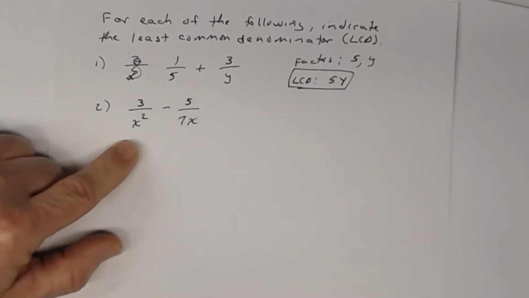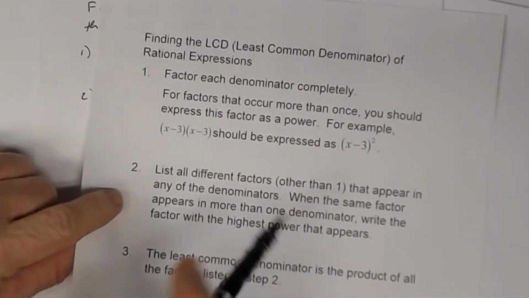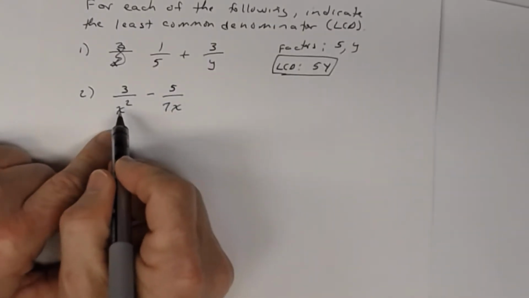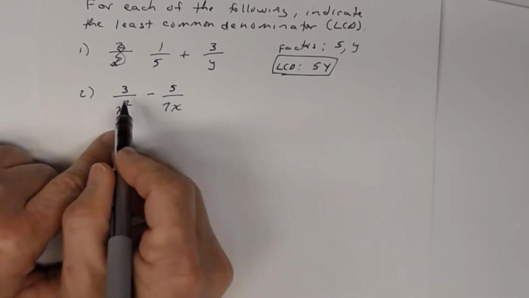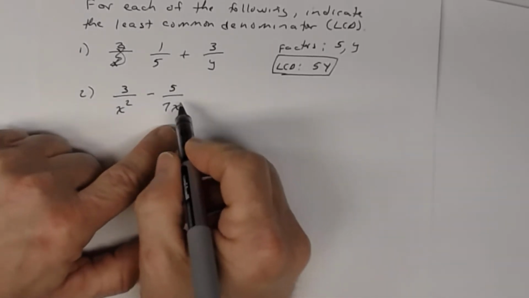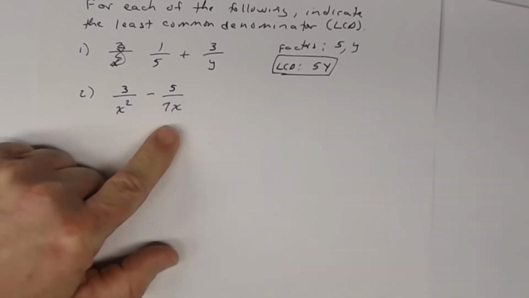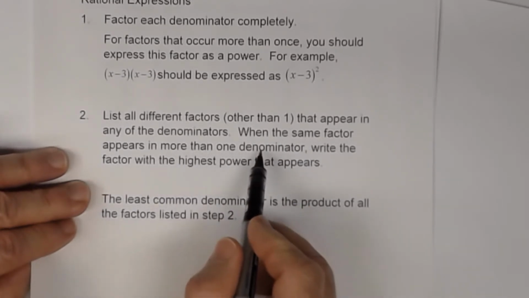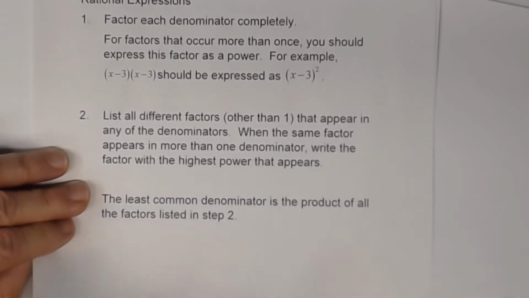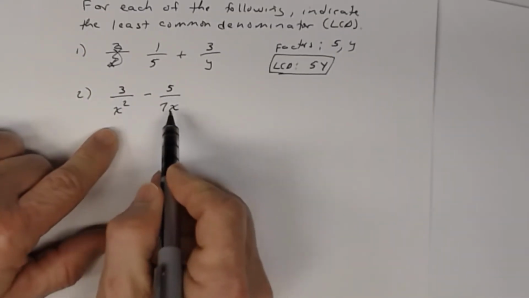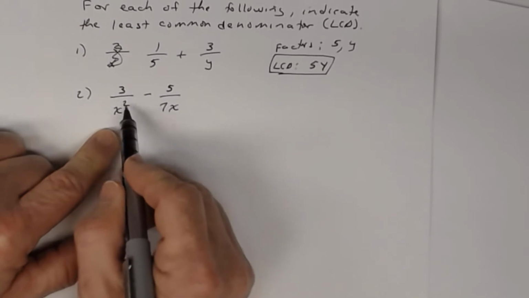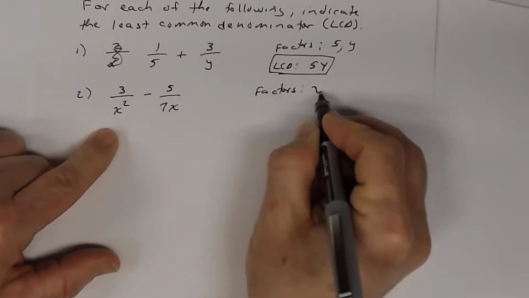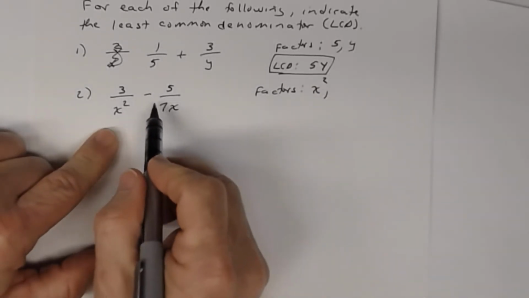Now in step two, I want to list all the different factors that I see. One of the factors I see in the first denominator is an x, but there are 2 of them. In the other denominator, I see another factor of x, but there's 1 of them there. Step two says, when the same factor appears in more than one denominator, write the factor with the highest power that appears. The highest power I see is 2. So my different factors are going to be x squared, and then the other factor I see is a 7.